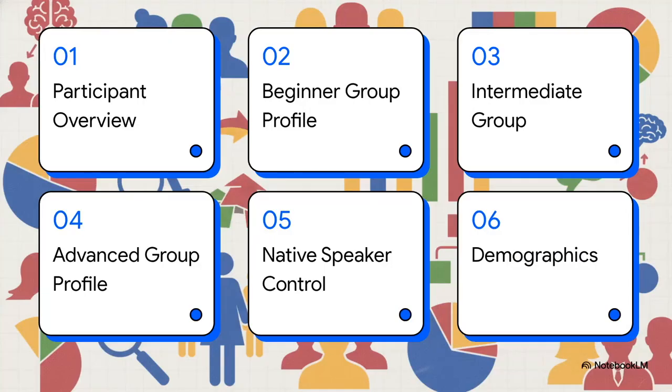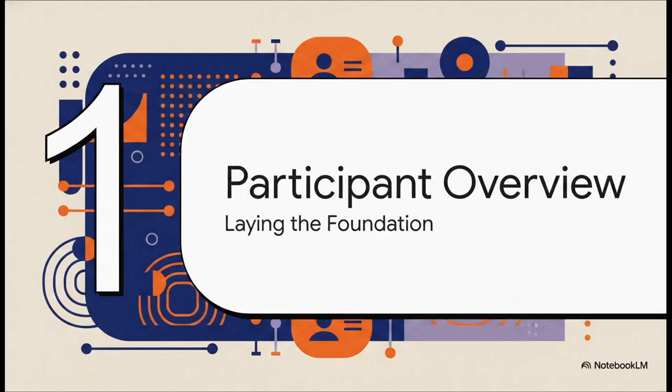So here's how we're going to break it all down. First, we'll get a bird's eye view of everyone involved. Then we're going to zoom in on each of the learner groups one by one: the beginners, the intermediates, and the advanced learners. After that, we'll talk about the native speaker control group, which is super important. Okay, so let's get started with that big picture.